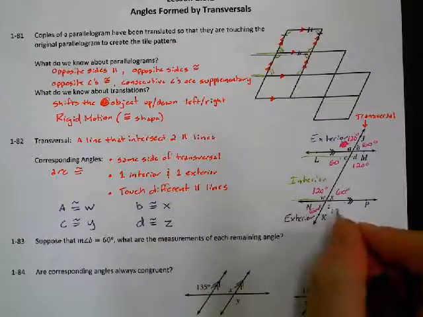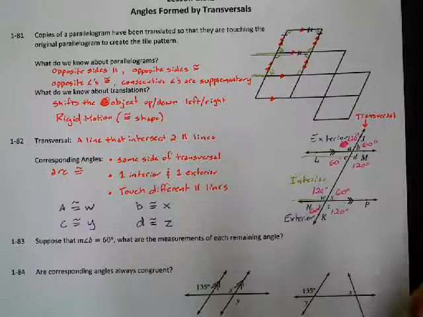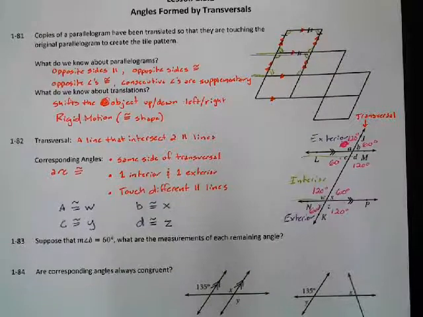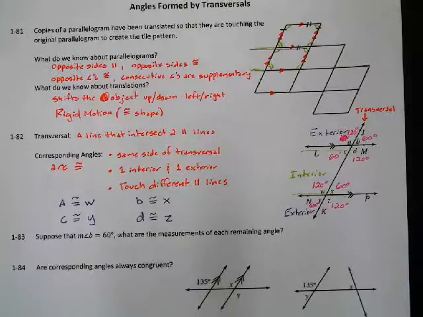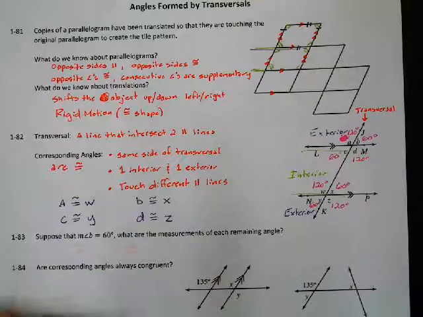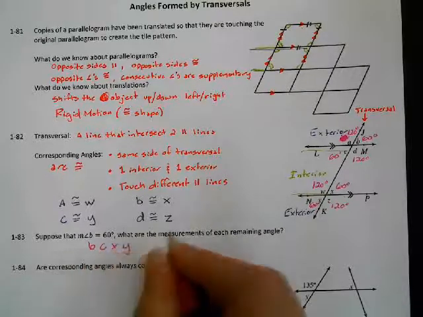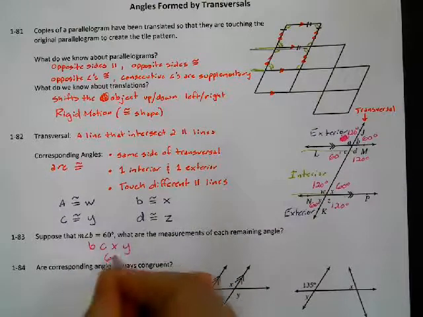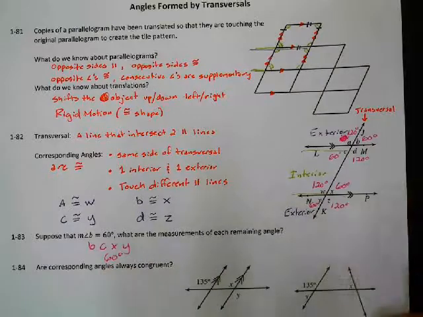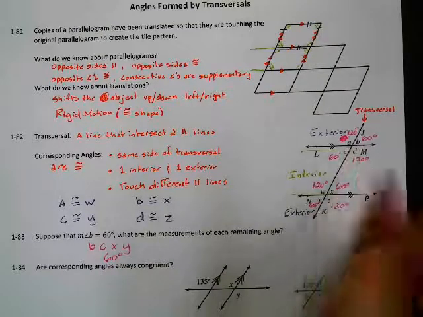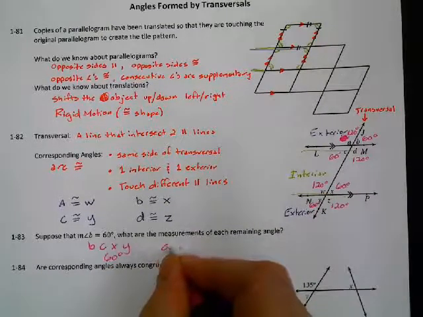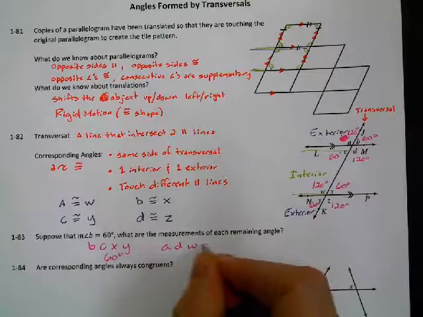So when you have parallel lines and a transversal, you can know just one angle and you know all the other seven angles. So we can see here that B, C, X, and Y, these are all 60 degrees. And then the other angles, A, D, W, and Z, those are all 120 degrees.